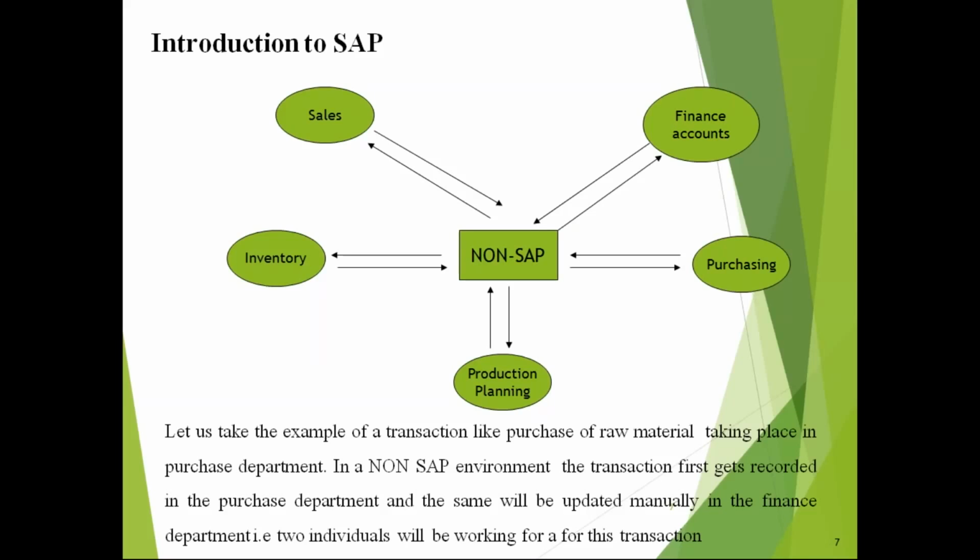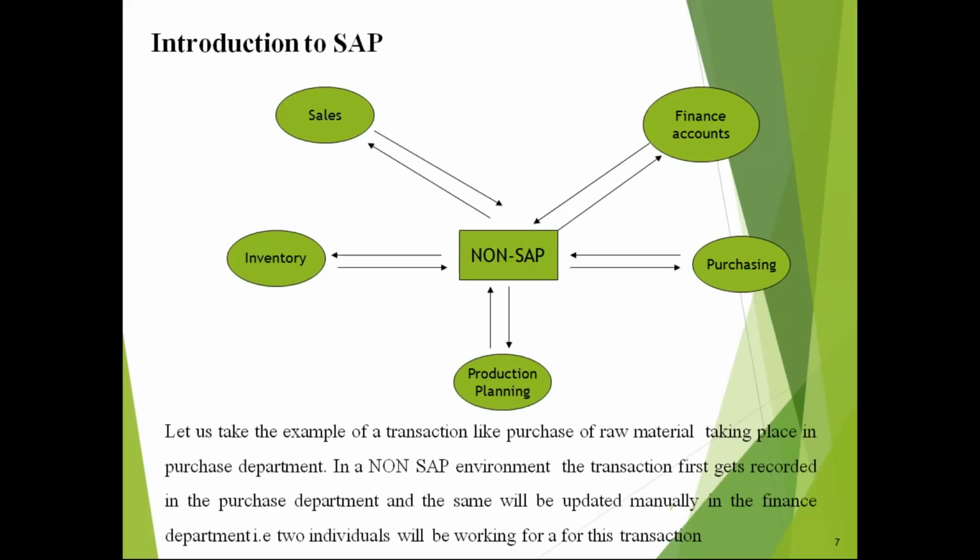But the most important and the biggest problem is the transfer of data. Let us suppose, I'll give you a small example of an activity taking place in the purchasing side. Something like purchase of raw materials. Now how does this process work under a non-SAP environment? First, this transaction will be recorded in the purchasing side. Let us say an individual A is doing that. The same transaction will get transferred to finance and account side. And another person is going to update that in the finance and account side. That means for a single activity, there are 2 people who are working on it. One person is working from the purchasing side and another person is working from the finance and account side.